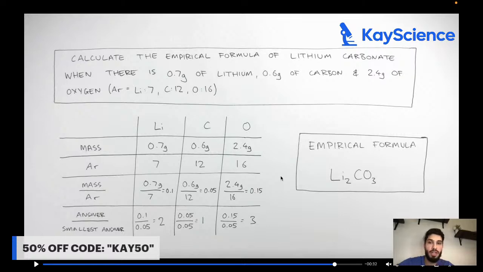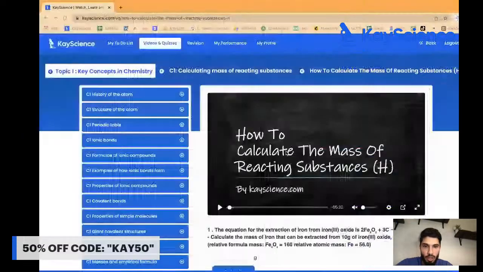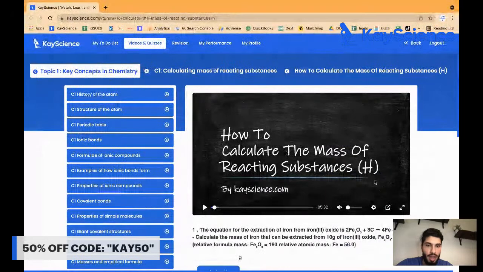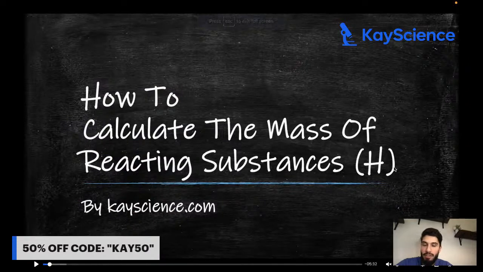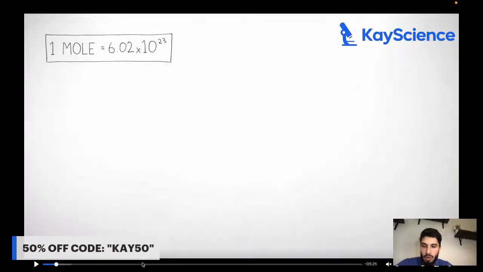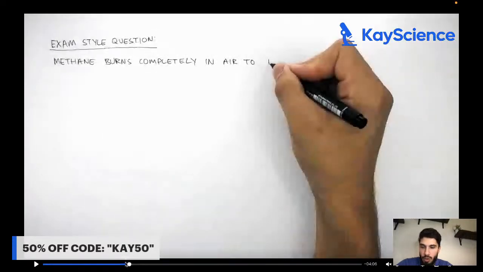So let's move on to another classic question: how to calculate the mass of reacting substances. If you do AQA, this is higher. If you do Edexcel, this isn't higher. This comes up on a foundation paper as well. So let's skip ahead to the question. Here's an exam style question that you could get.